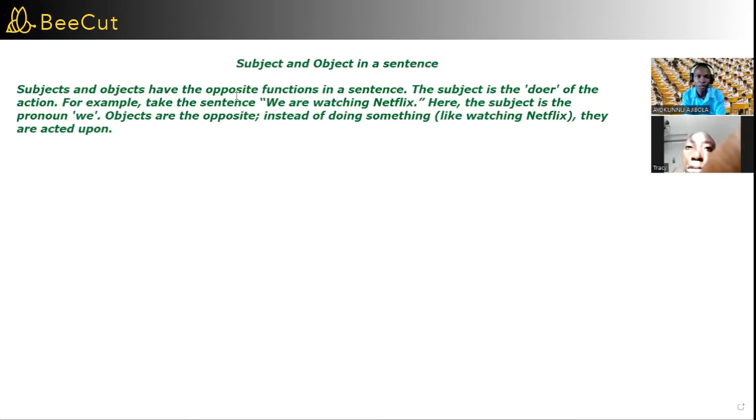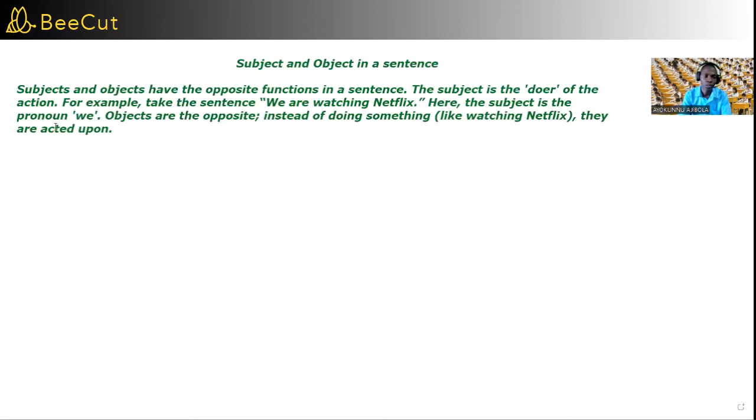Then objects are the opposite. Instead of doing something like watching Netflix, the objects are acted upon. So when we say we are watching Netflix, here the subject is the pronoun we, which is the one watching something, and the thing that we are watching is the object.